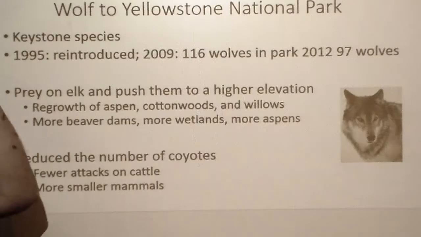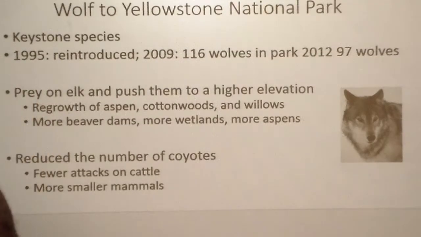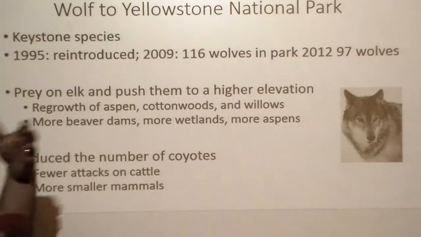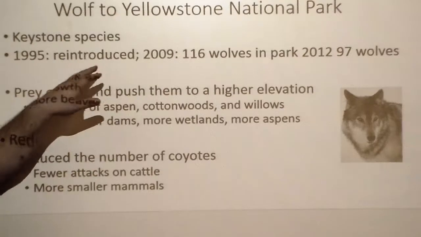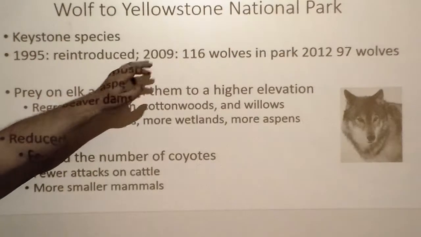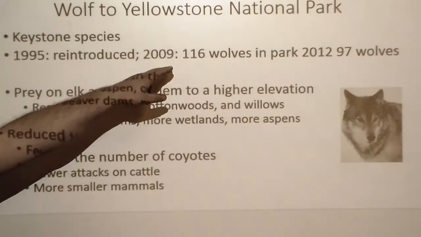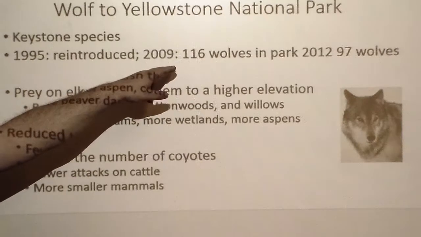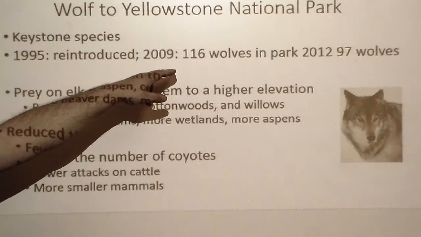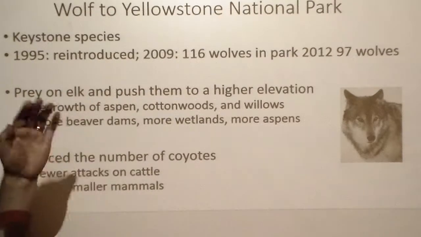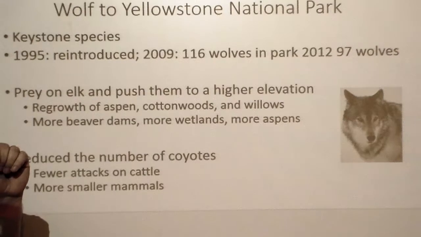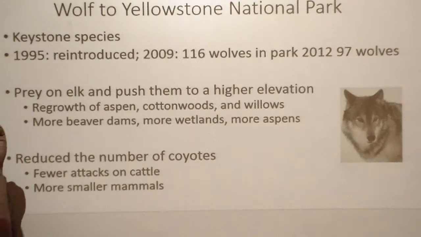Okay, so in 1995, we're looking at Yellowstone National Park, reintroducing the gray wolf. So it was reintroduced into the park. I don't know how many were reintroduced, but by 2009 you had 116 wolves. By 2012 it was 97 wolves. So the population's gone down. I don't know what the latest counts are for that.